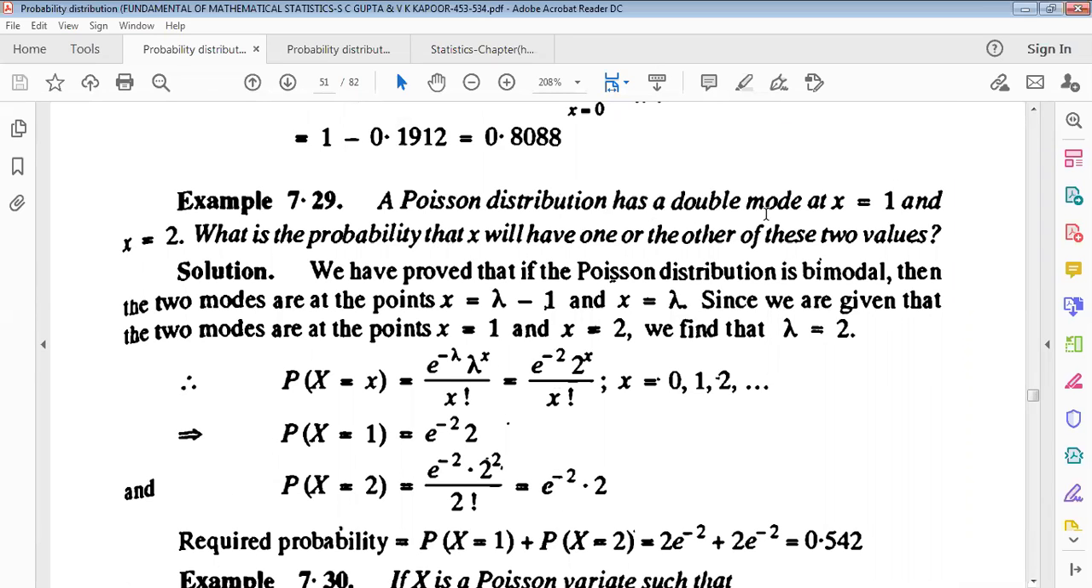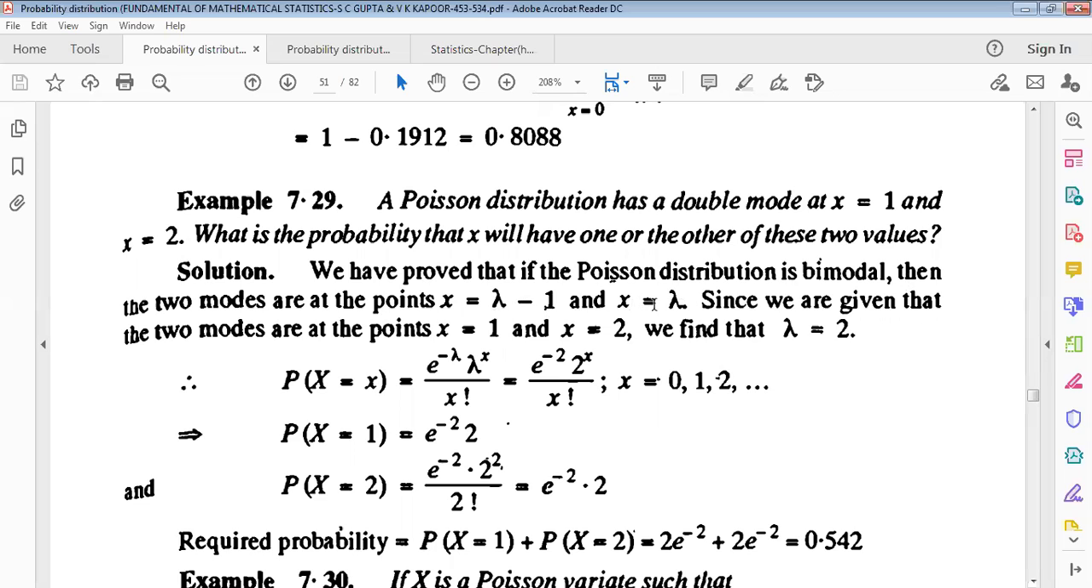A Poisson distribution has a double mode, at x equals 1 and x equals 2. What is the probability that x will have one or other of these two values? We have proved a theorem: if the Poisson distribution is bimodal, then the two modes are at the points x equals lambda minus 1 and x equals lambda.